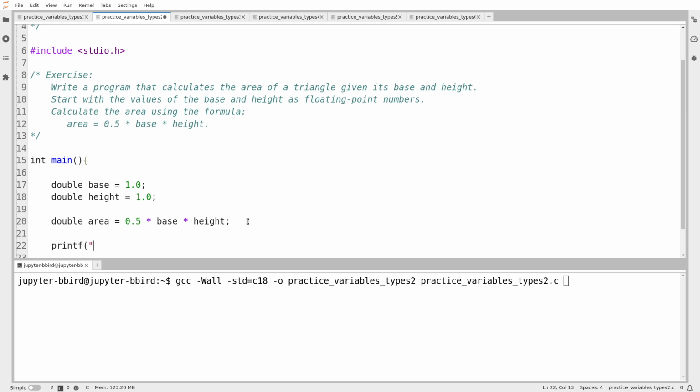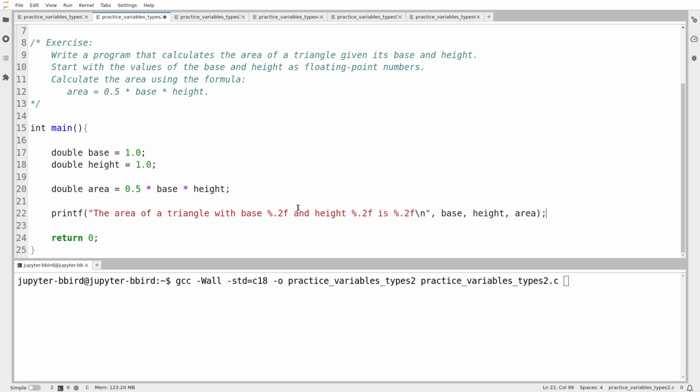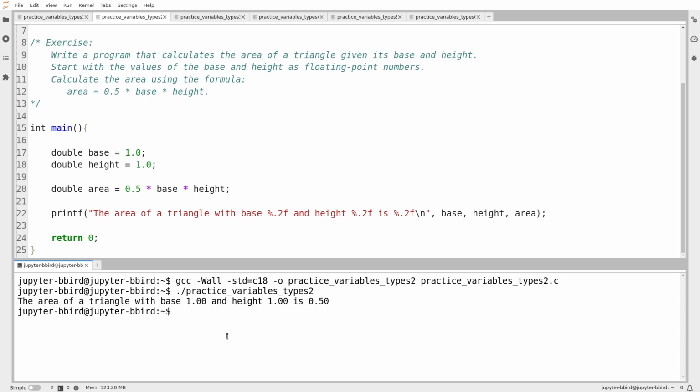And then I'll just print out, the area of a triangle with base, and I'm going to use %.2f again, although in an exercise like this, you could also just use %f, with base %.2f and height %.2f is, and then I'll print out the finished area. Okay, so there's base, there's height, there's area. And now I can test this out. I'm expecting the area to come out to be 0.5. So we'll do that. Practice variables, there we go. And the base is 1, the height is 1, and the area is 0.5.